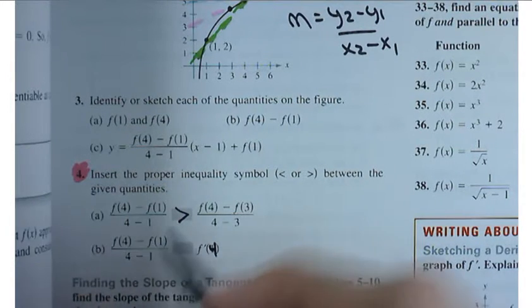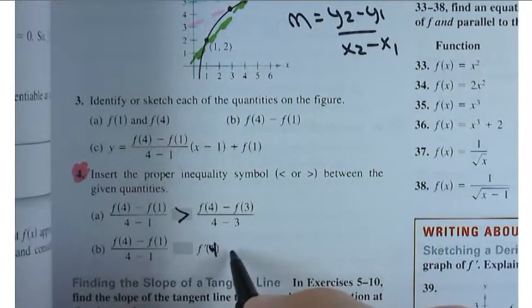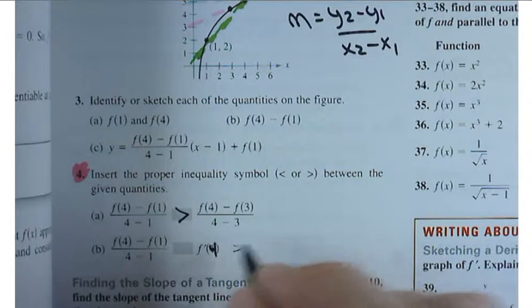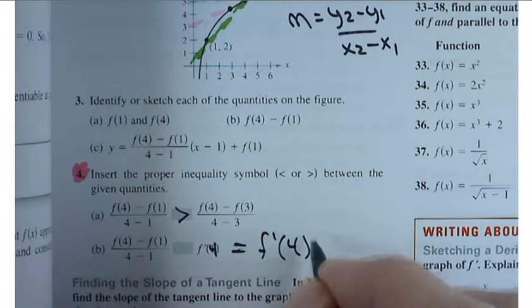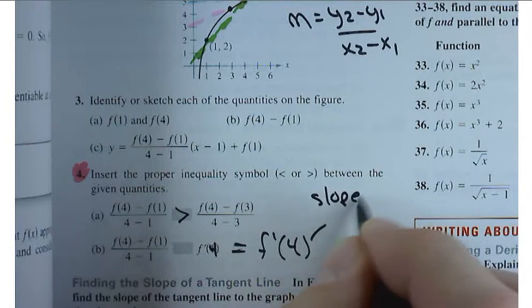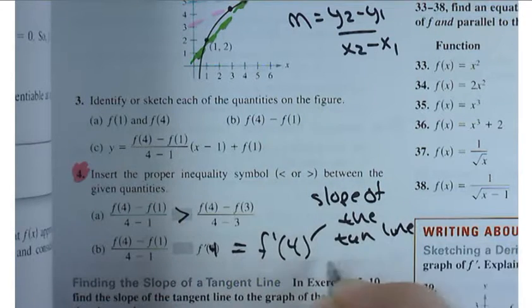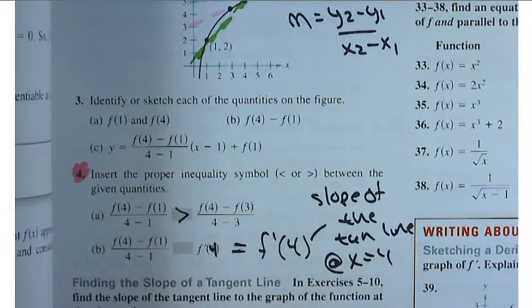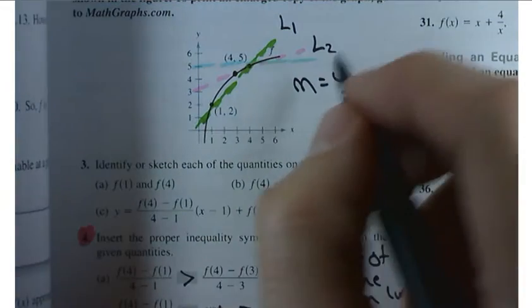Now we're going to go back and look at the slope of line L1 again, which is this, and compare it to this. Now I've rewritten it just for convenience. Let me be very clear about it. F prime at 4 is our notation for the slope of the tangent line at x equal 4. So let's call that line 3.